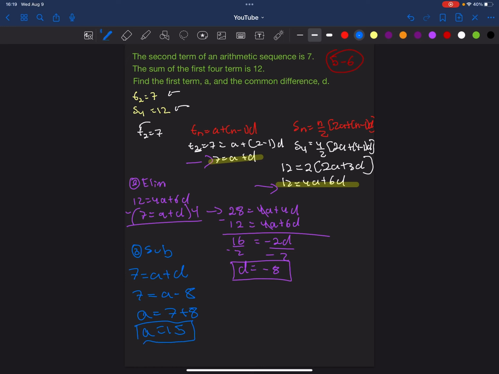Therefore, you found your answer. That's right, our therefore statement. Therefore, a is equal to 15 and d is equal to negative 8.